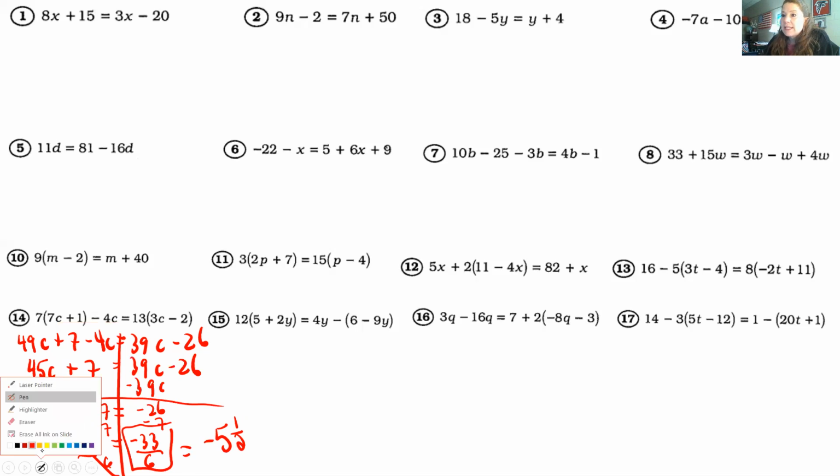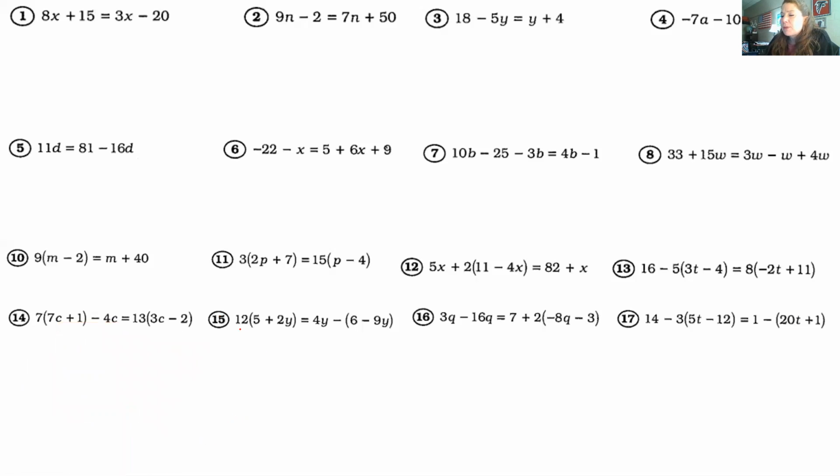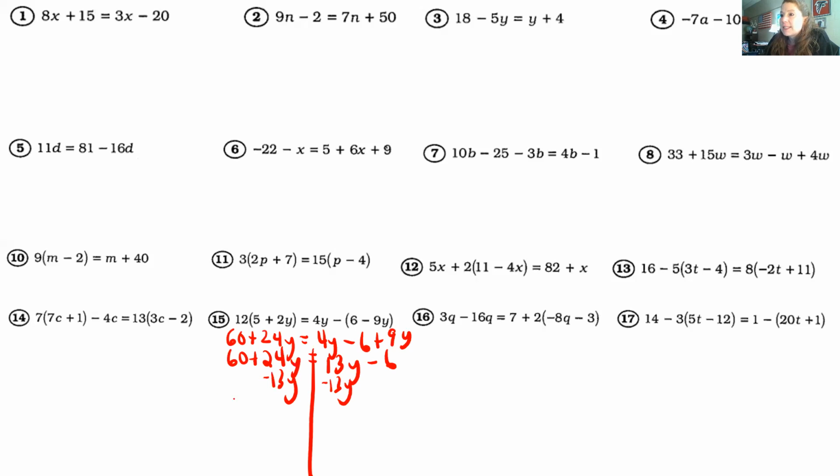All right, 15. Use the distributive property. I get 60 plus 24y equals 4y minus 6 plus 9y. Combine like terms. There's none on the left side, so I'll bring down my terms like I see them. On the right side, I'm going to add 4y plus 9y, and that's 13y minus 6. Move my smaller y to the left side. So I'm going to bring down 60 plus 11y equals negative 6.